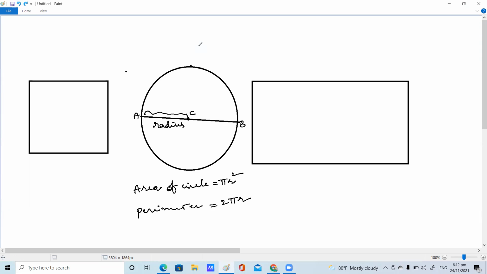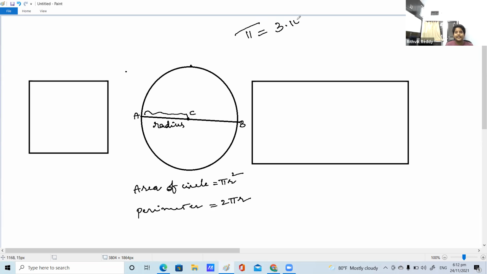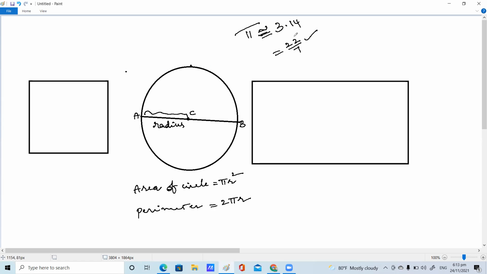You just substitute 3.14 in place of pi, or else 22/7. What is the pi value, children? You know the history of pi, children? 3.14 and 22/7. It's an approximation. It's not an exact value, or we can use it as equal to 22/7.